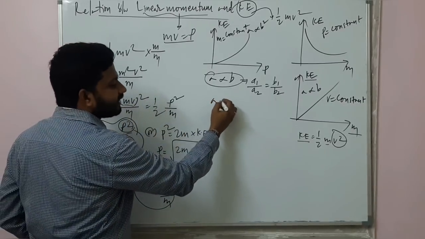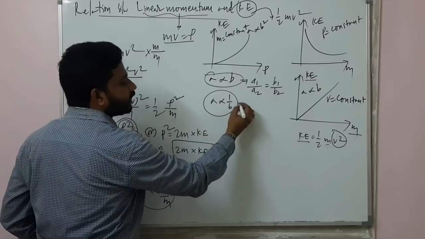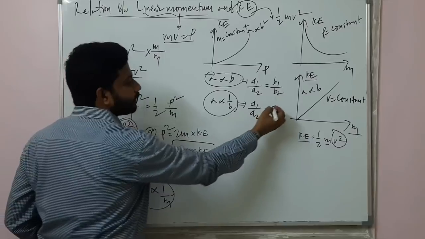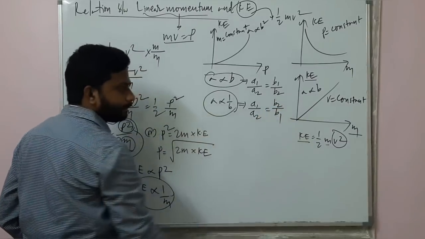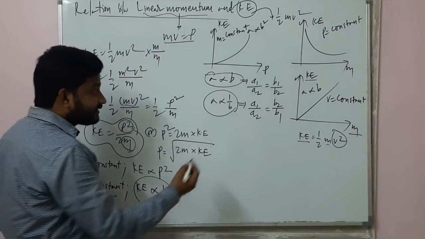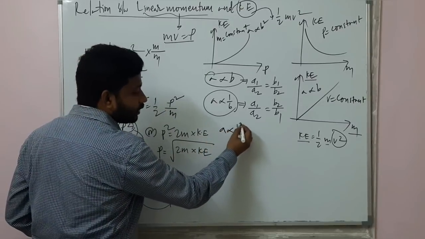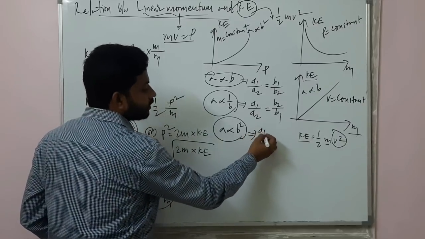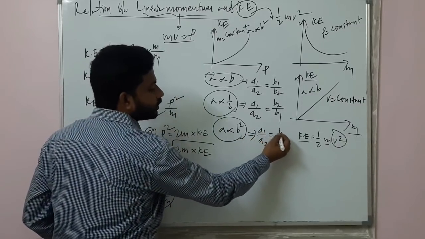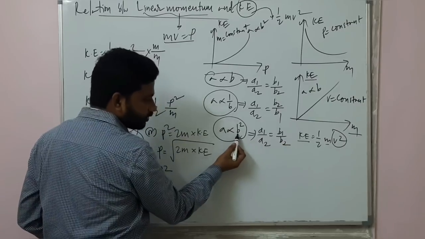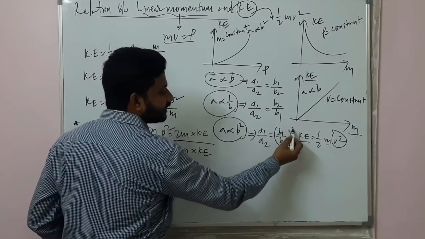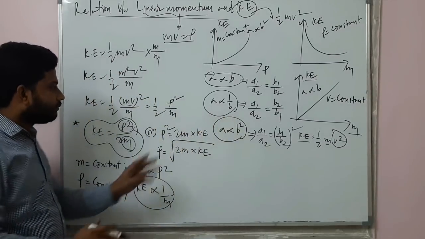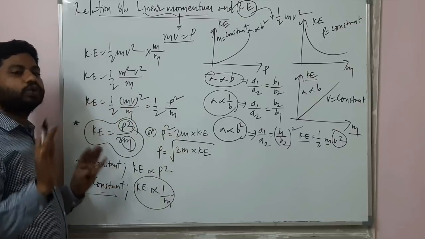If I write A is inversely proportional to B, I can also write A1 by A2 is equal to, as it is inversely proportional, B2 by B1. If I say A is directly proportional to B square, I can also write the ratio of A is equal to the ratio of B, but for the ratio of B, this whole square is mentioned, see, in this way. Don't forget this. You can apply the same in these formulas also.